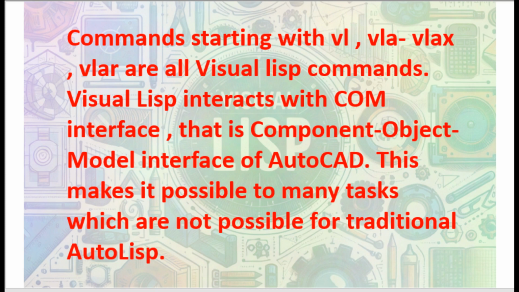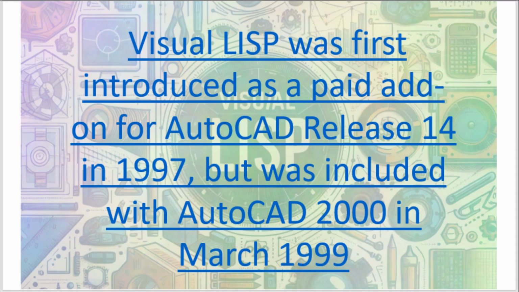After this, we will start using vl-Lisp string commands. These commands start with a prefix vl-. These commands make use of COM, that is, Component Object Model of AutoCAD. vl-Lisp was first introduced as an add-on for AutoCAD Release 14 in 1997, but was included with AutoCAD 2000 and later versions.